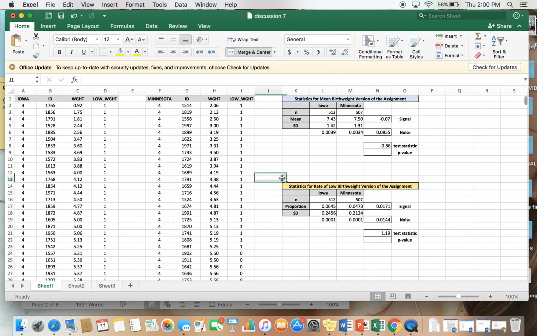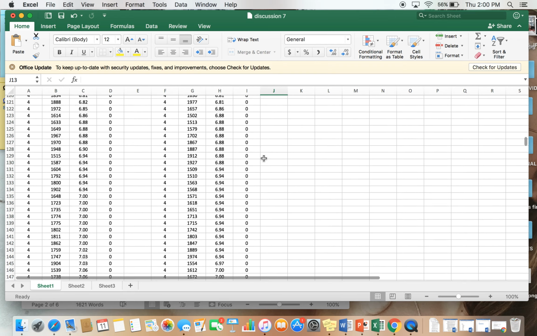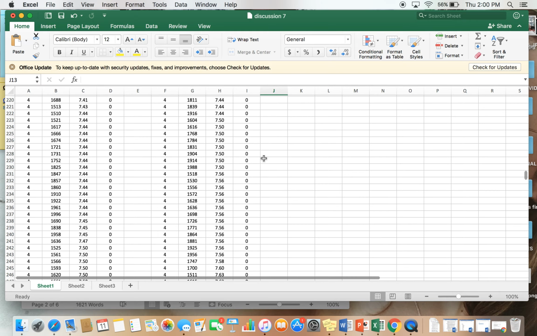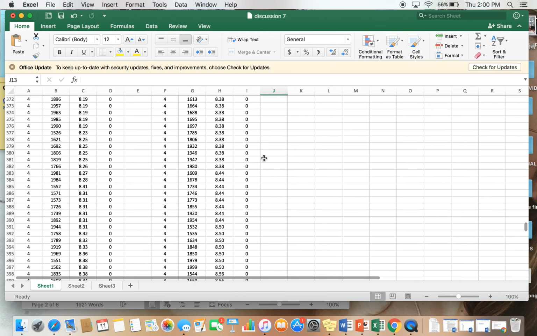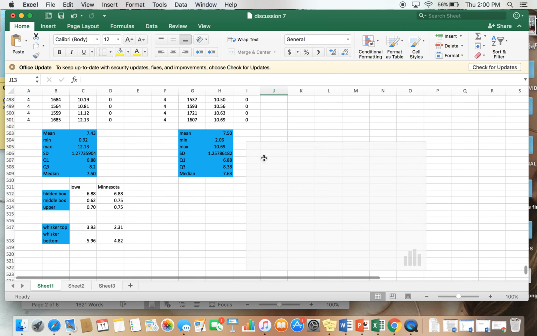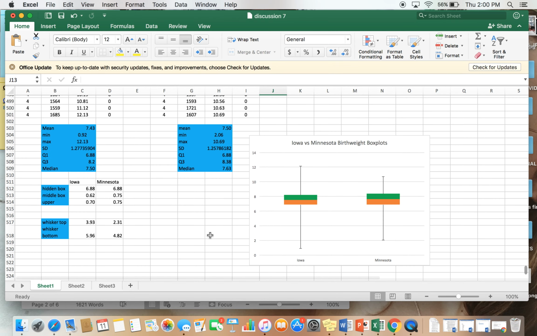The first thing that I did, because we'll get back to this later, was calculate my own set of descriptive statistics and make my own box plot. So down here, bear with me for a second, here it is. I just created my own descriptive statistics boxes. I determined the mean, the min, the max, the standard deviation, the quartile 1, 3, and the median of each of these sets of data. And from there, I created a box plot using the hidden box, middle box, and upper box.